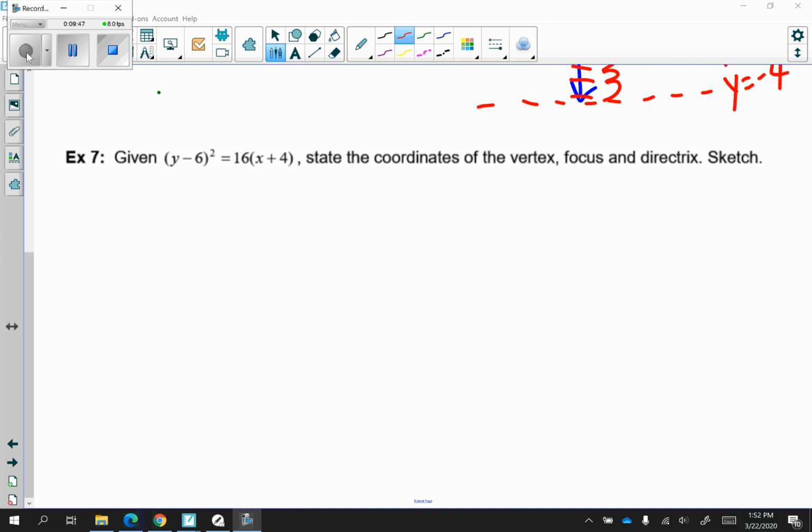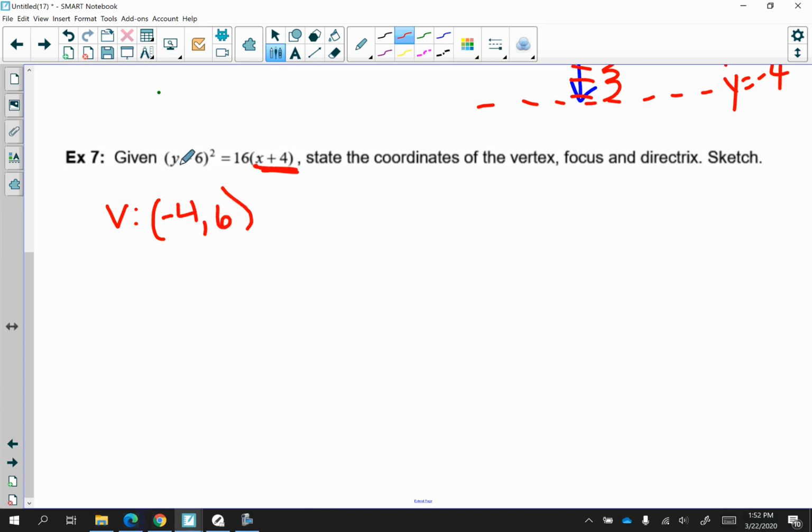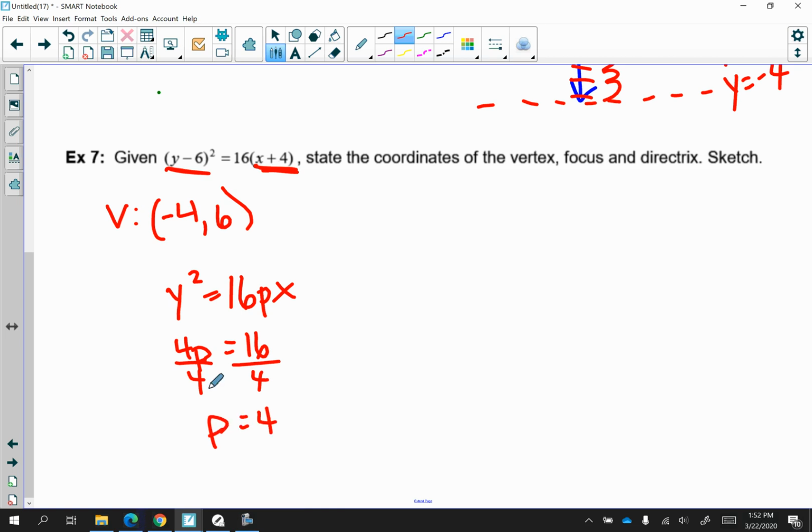Let's apply the same idea to number 7. So my vertex in number 7 is going to be negative 4 comma 6. Remember, the x values over here, the y values over here. This is a y squared, so y squared is equal to 16px. Really, it's going to be 4p is equal to 16. Divide by 4, p is equal to 4. I have a positive p-value and a y squared, so I'm going to open to the right.